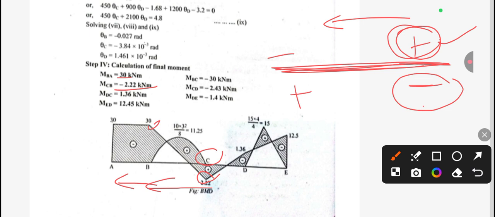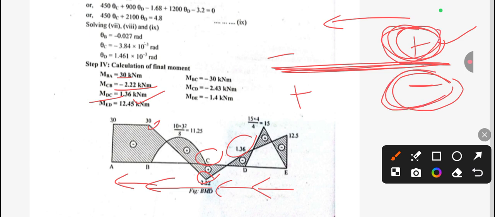Similarly 1.3, this is for the D to E. D to C means right to left. For right to left you can see here positive will be upward, negative will be downward. This is positive, so we need to take the upward value, that is 1.36. And again for E to D, that means right to left, so positive will be up, negative down. This will be a positive value, so it will be up. And if this is minus, then we have to take the negative values downward. So after this we got this value over here.